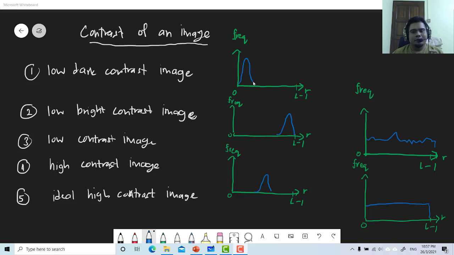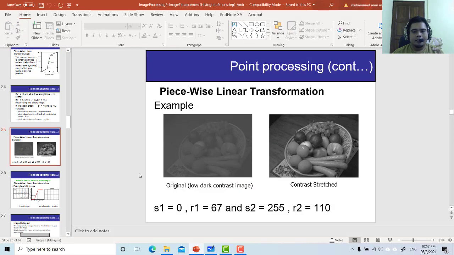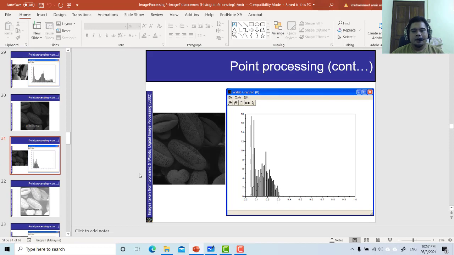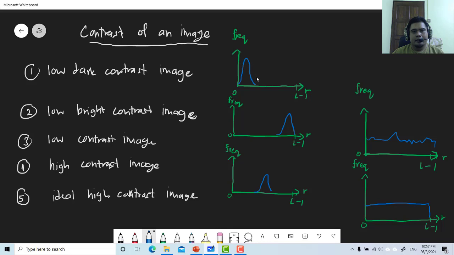Of course, the histogram should have bars, like in the slide over here, like the one in the slide. But in this whiteboard I draw it in a continuous line. So hopefully you understand that actually there should be a bar representing the histogram. If you find the histogram is in this form, then this double confirms that the image is a low dark contrast image.